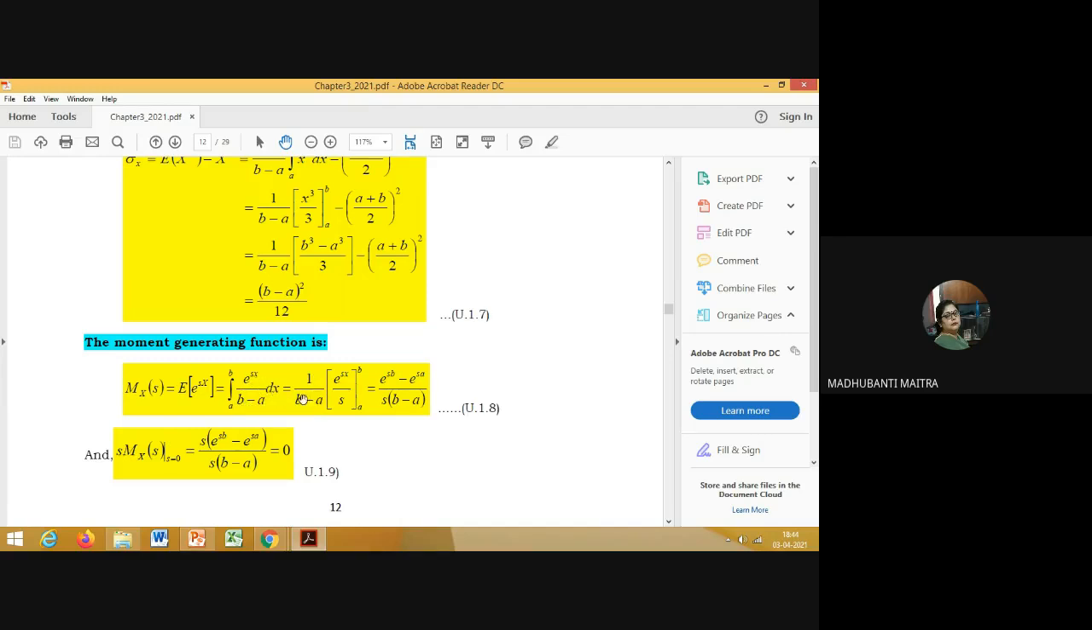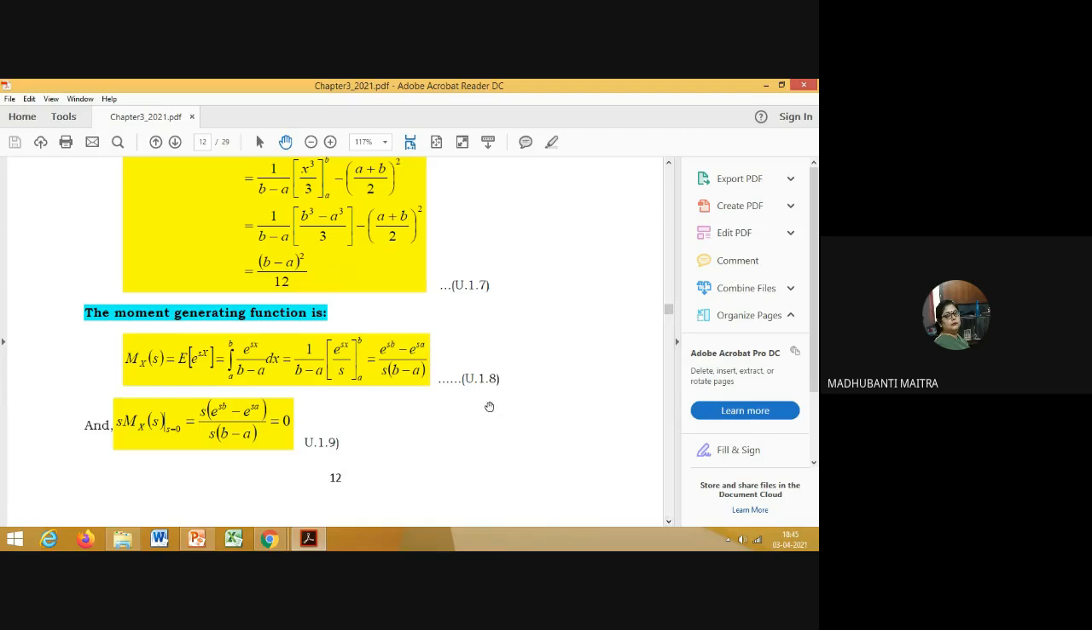So again we can take this out. So it will be e to the power sx by s, and the limits are a to b. So the moment generating function will have an expression given by this equation U 1.8. U stands for uniform distribution. So it's e to the power sb minus e to the power sa divided by s into the whole b minus a.